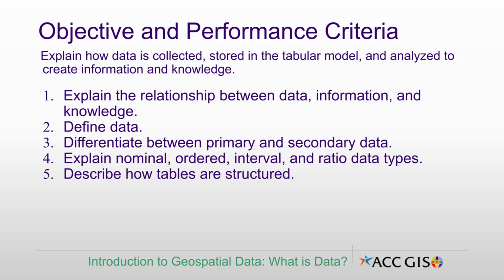You should be able to explain nominal, ordered, interval, and ratio data types, or what we refer to as NOIR. Nominal are named data types. Ordered are named and ordered. Interval are named, ordered, and placed on a measured scale with no absolute zero. And ratio data types are named, ordered, placed on a measured scale, and they have an absolute zero, which means there's zero of it when you get to zero.